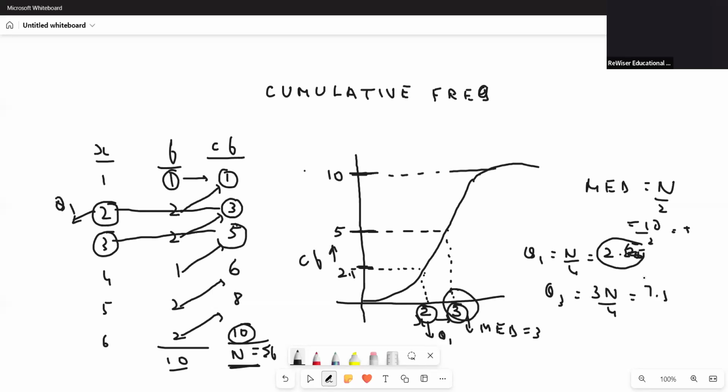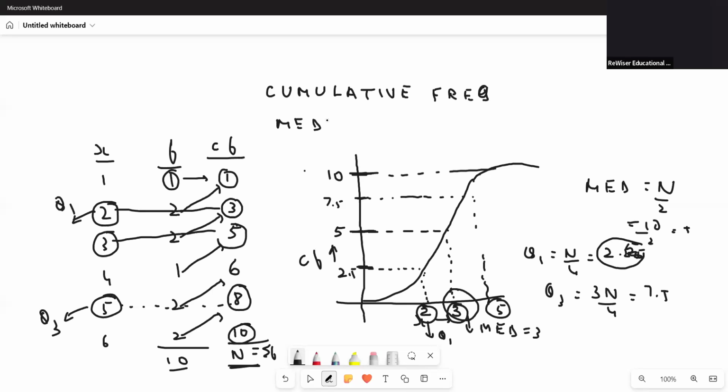Similarly, if I want to get the third quartile, the formula is 3n by 4, and that gives me 7.5. If you look at the cumulative frequency, 7.5 is greater than 6, so it should lie here. And the respective x value is my third quartile. From 7.5 here, if I drop a line on the S-shaped curve, the respective x value should be equal to 5. So my median value is equal to 3, my first quartile value is equal to 2, and my third quartile value is equal to 5.